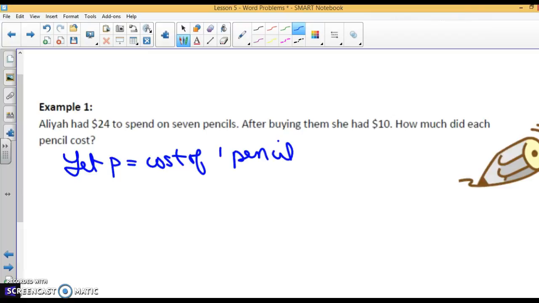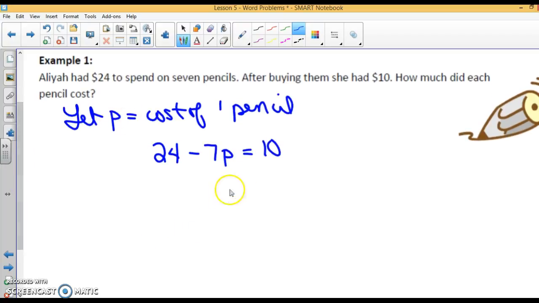All right. We're in the middle of writing the equation here. Aaliyah had $24 to spend on 7 pencils. After buying them, she had $10 left. How much did each pencil cost? So, let's think about this. She started out with $24. She bought 7 pencils and she had 10 left. There's multiple ways we can do this. But what I think I would do first is she started with 24. She bought 7 pencils and they cost P dollars each. So minus 7P. She spent 7 times the number of pencils and she's left with $10.